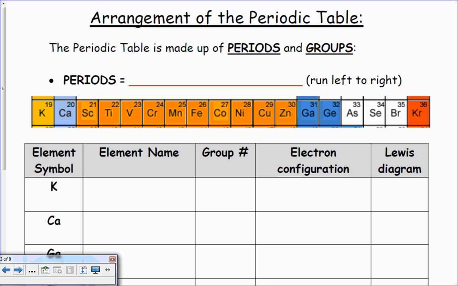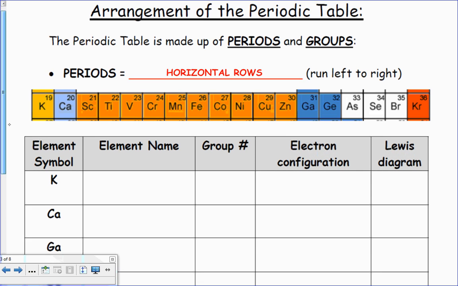So the first thing you've got to do is look at how the periodic table is made of periods and groups. As I mentioned, groups are also called families. The groups are families. Periods is just periods. Periods are the horizontal rows. They run left to right. So here is one period all the way across: potassium, calcium, scandium, titanium, vanadium, chromium, manganese, iron, cobalt, nickel, copper, zinc, gallium, germanium, arsenic, selenium, bromine, and krypton. That is one entire period on the periodic table.